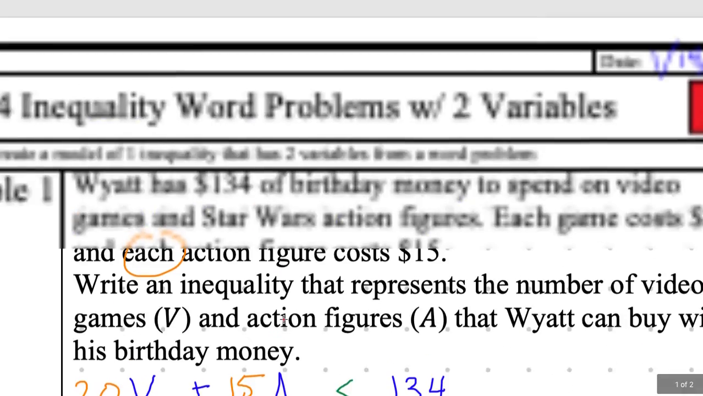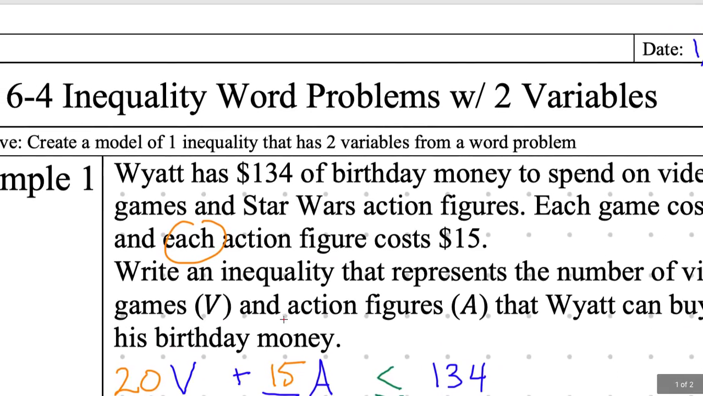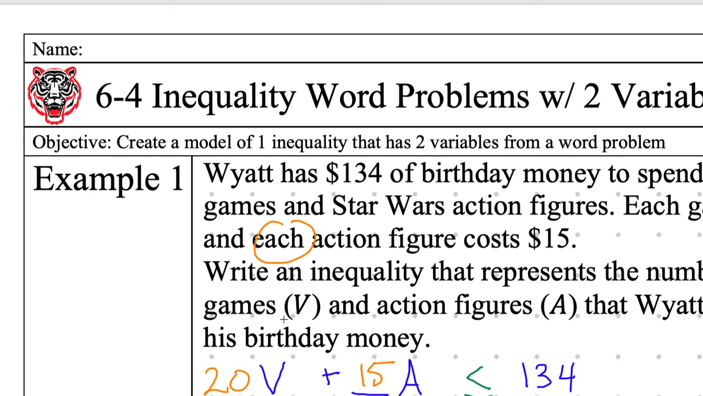And then my final question for you is, what is your level of understanding for the objective? Can you create a model for one inequality that has two variables from these word problems? I see a 6, a 6, a 3, a 4, a 5, a 4, a 4.5, a 4.5, 5, 4, 4, 4. All right, thank you. 7. Oh, it was a 7, okay.